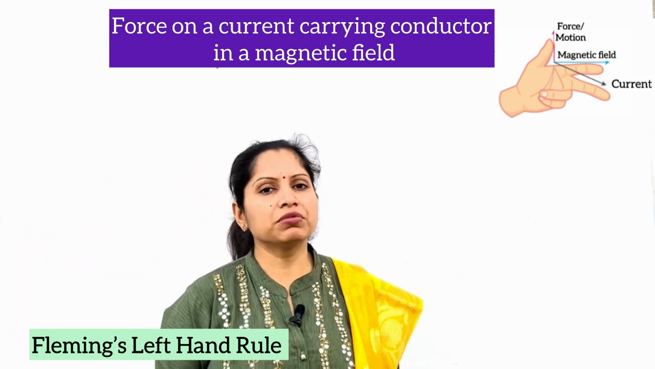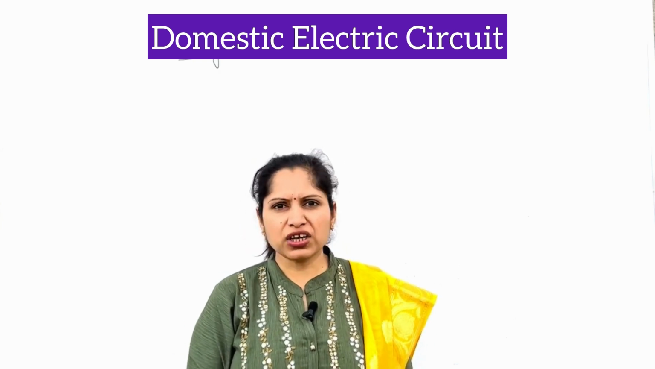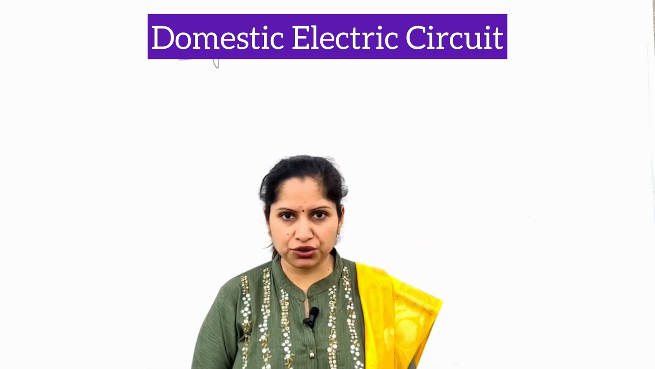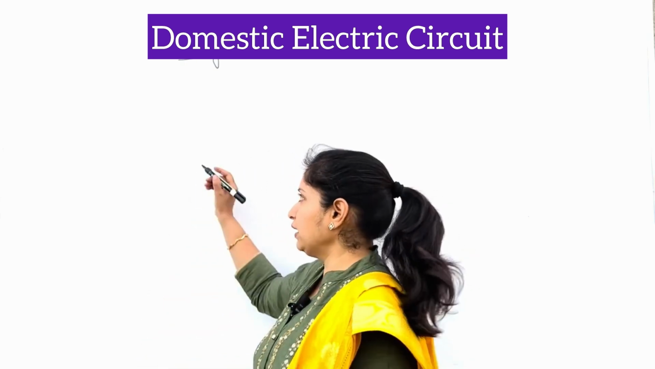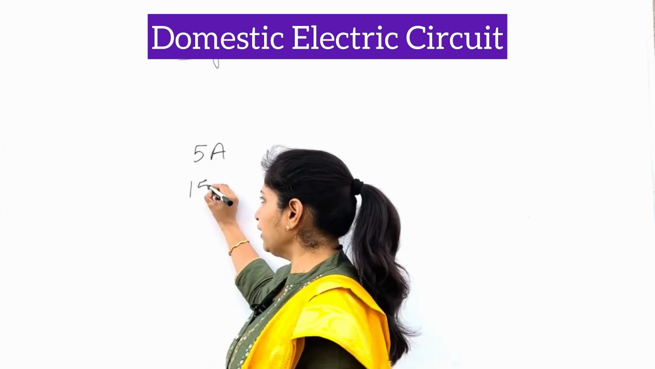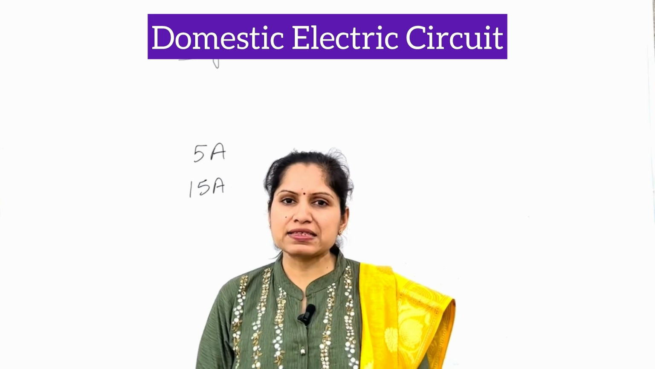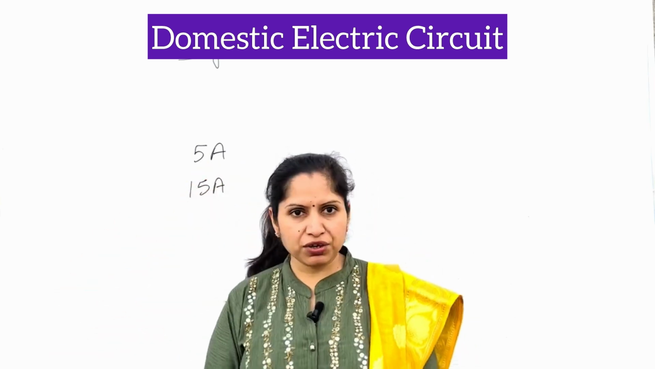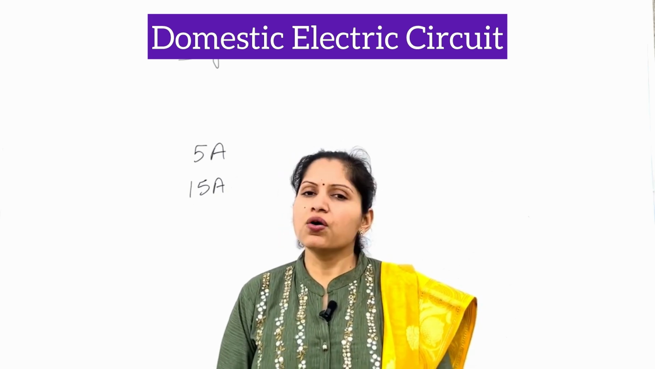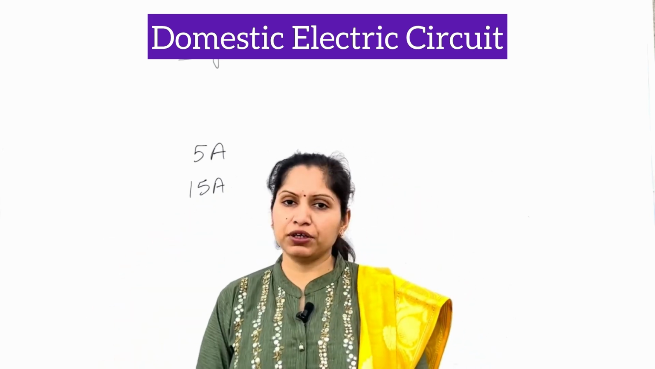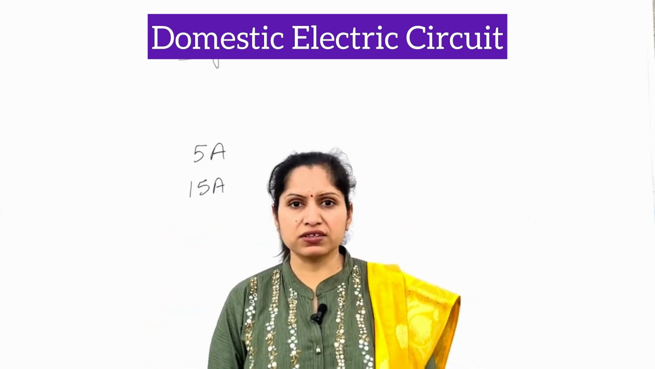Now the last topic from the chapter, that is about domestic electric circuits. I'm directly coming to the type of questions that you could have in your exams. In domestic electric circuits, we have appliances that usually have either a 5 ampere rating or a 15 ampere rating. Two types of circuits are usually there in household circuits. The less power consuming appliances like tube light work on a 5 ampere rating circuit, and the more power consuming appliances like electric geysers and washing machines all work on 15 ampere circuits. So these two types of circuits are there in your household circuits.